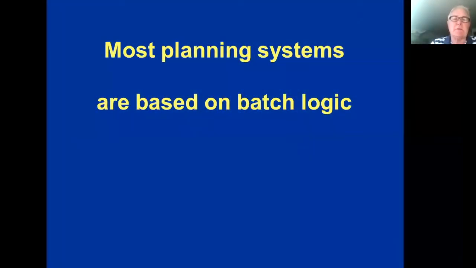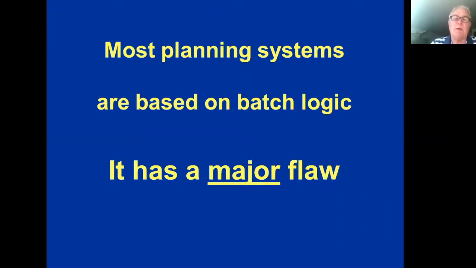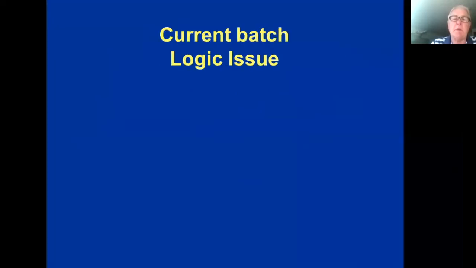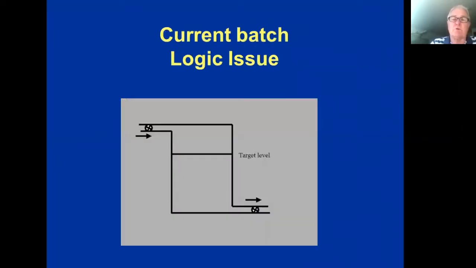Most planning systems are based on what's known as batch logic. It has a major flaw, and I want to describe that flaw using a buffer tank. Now, this buffer tank I've drawn using batch logic. Let's give it a name. Let's call it the warehouse, because that's what warehouses are. They're designed to balance supply and demand.